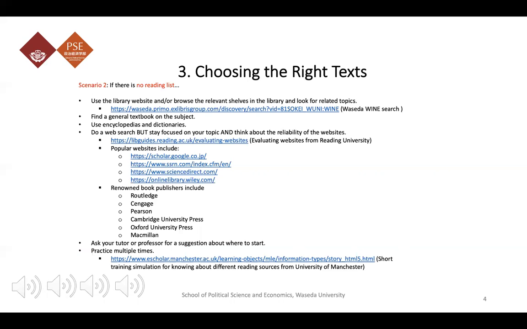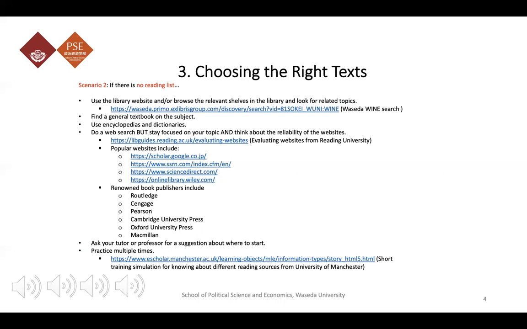So you might need to try websites, including Google Scholar, SSRN, ScienceDirect, or Wiley Online Library. Go there and search by keywords, and look at the citation rates, the authors, and the abstract information so that you know exactly what type of research it is.